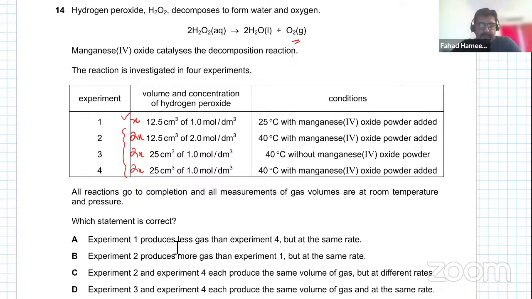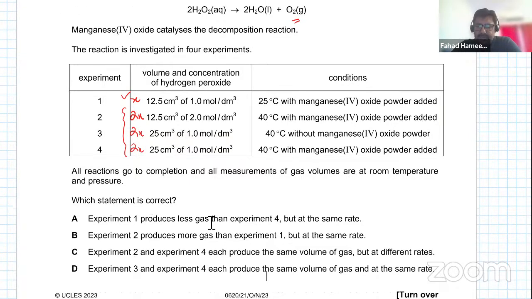अब ये बताओ कि is option A correct? मतलब पहली वाली स्टेटमेंट करेक्ट है, experiment 1 produces less gas than experiment 4. वो तो करेक्ट है ना, क्योंकि experiment number 1 has fewer moles, right? Is that clear?